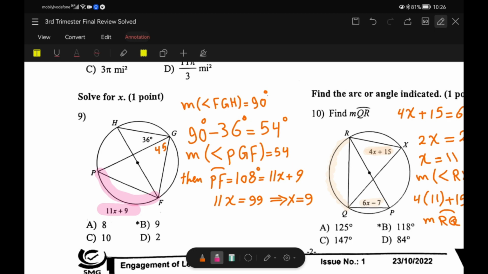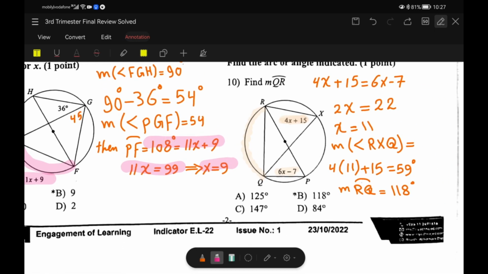We know that the inscribed angle equals half of the measurement of its arc. So multiply 54 times 2. 54 times 2 equals 108. 108 now equals 11x plus 9. Okay, let's take 9 to the other side by changing its sign. So it will be 108 minus 9 equals 99. 99 equals 11x. Divide both sides by 11. X equals 9. We found it.